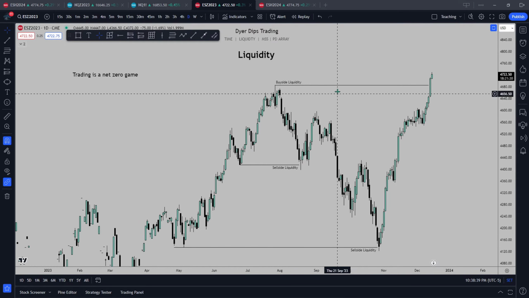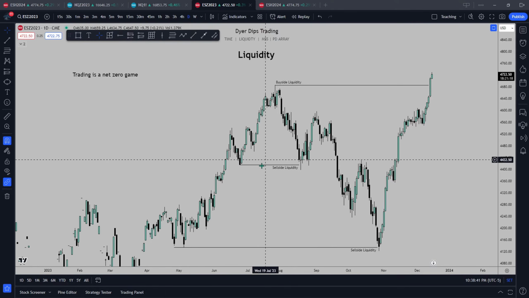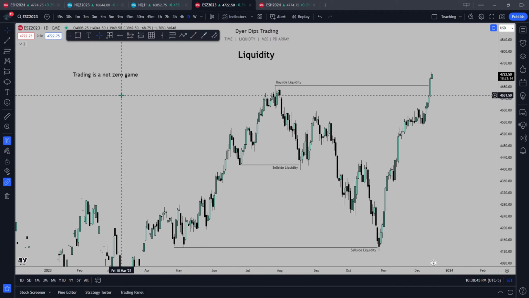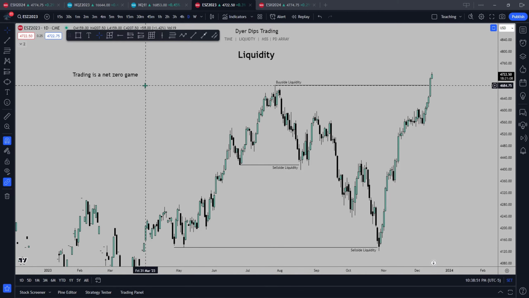Now, in order to understand where and how to spot buy-side and sell-side liquidity on a chart, you first need to understand what liquidity is and why it actually exists. So let's go over this quick theory: trading is a net zero game. And what do I mean by that?